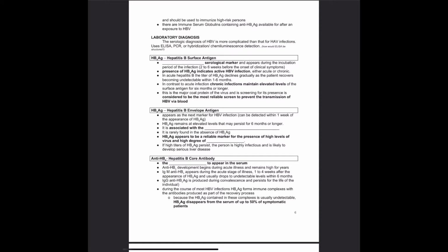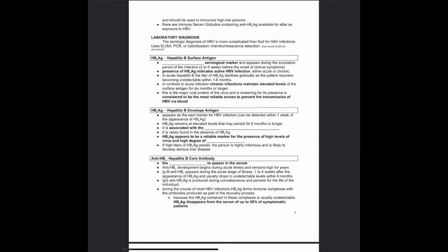Next is the core antibody. This is the first antibody to appear in the serum. Anti-hepatitis B core develops during the acute illness and remains high for years. IgM appears during the acute stage of illness 1 to 4 weeks after the appearance of the surface antigen and usually drops to undetectable levels within 6 months. IgG is produced during the convalescence and persists for the life of the individual.